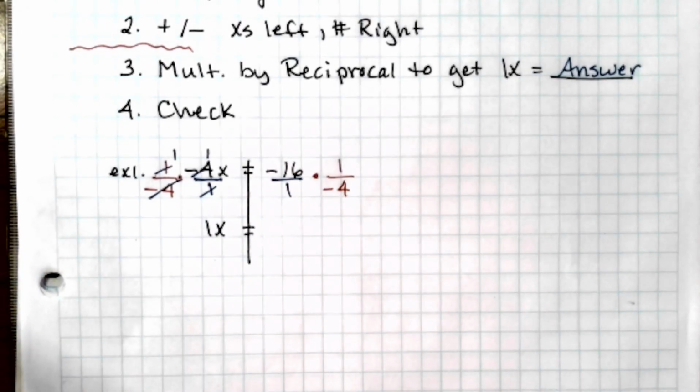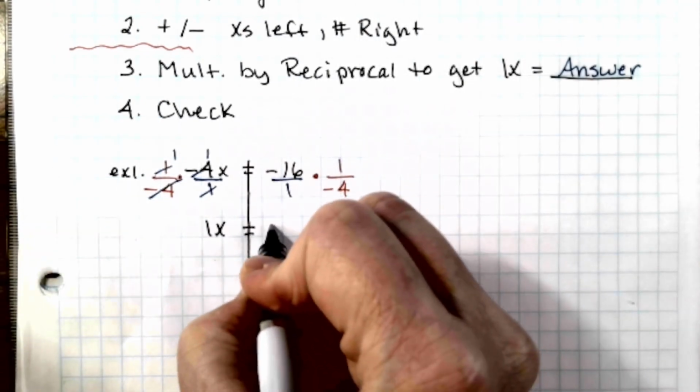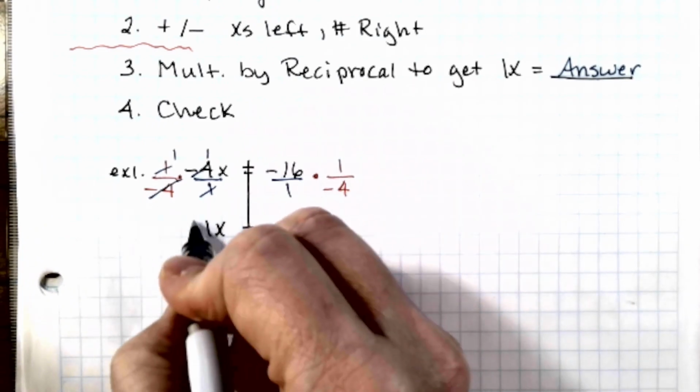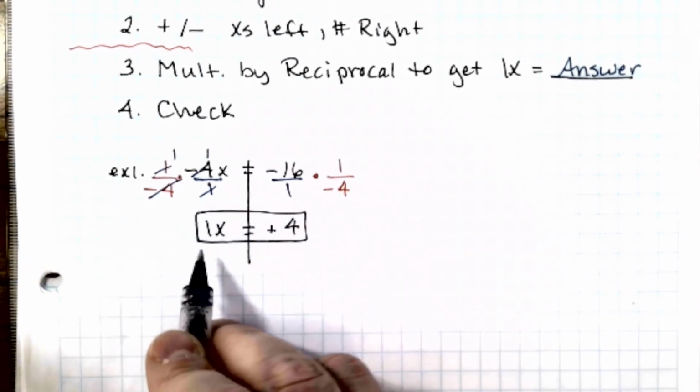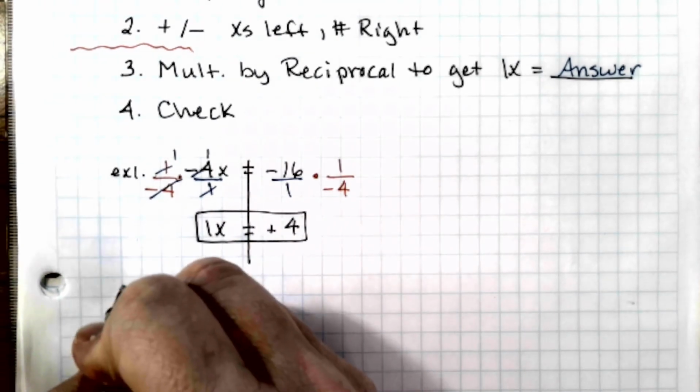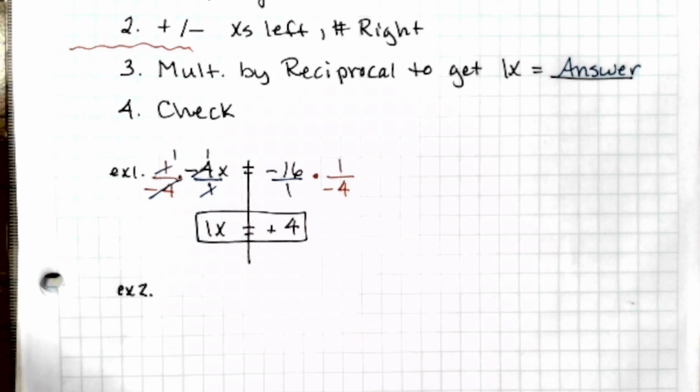On the right, you just simplify. A negative divided by negative is a positive. 16 divided by 4 is 4. And you have your answer. And it's your choice if you want the 1x or just put an x. Either one. All right, that was an extremely simple example. Let's go to one that's a little more complicated.